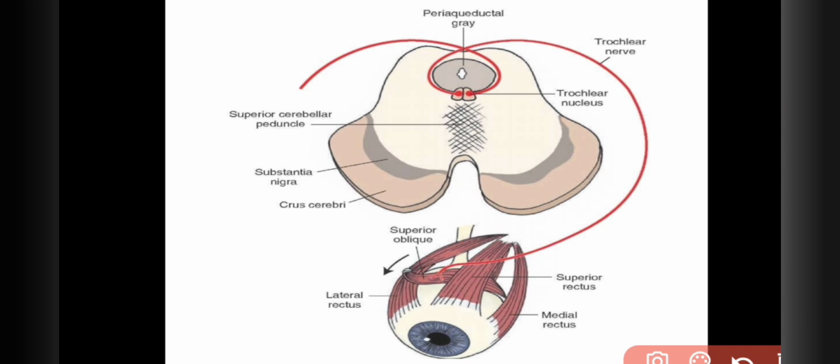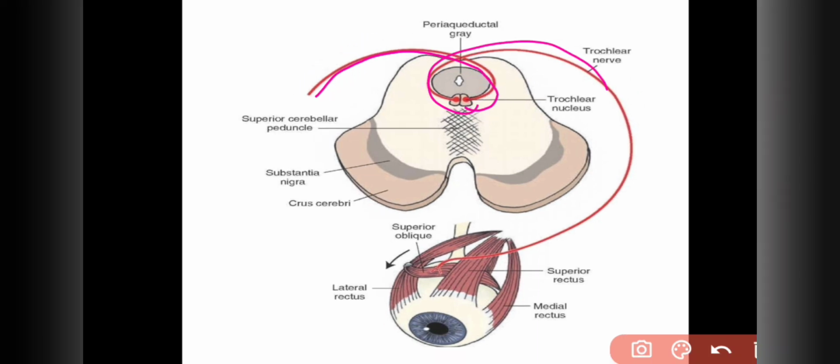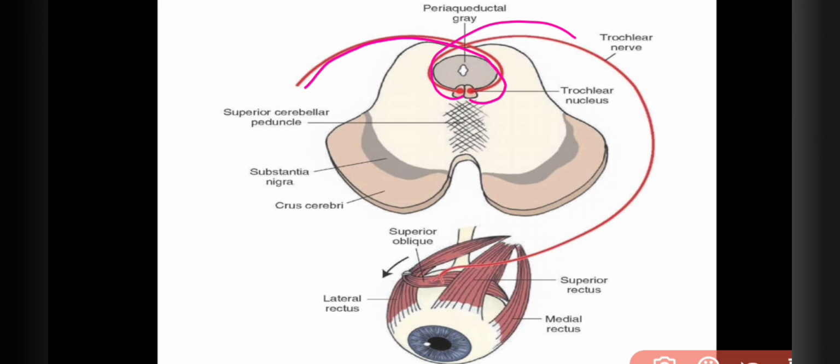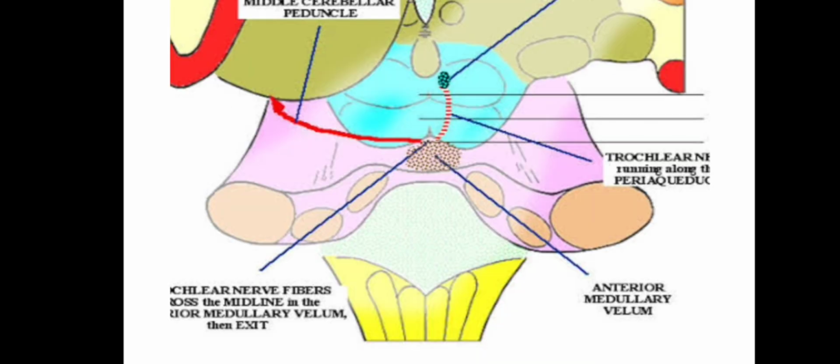Coming to the fascicular part, the axons from the nucleus will curve posteriorly and then decussate completely to the other side of the brainstem in the anterior medullary velum. Anterior medullary velum is nothing but the thin membrane which is covering the roof of the fourth ventricle. The nerve will decussate completely in the anterior medullary velum. If you come to the causes of fascicular lesions of the fourth cranial nerve, it is usually secondary to vascular lesions or secondary to demyelinating diseases.